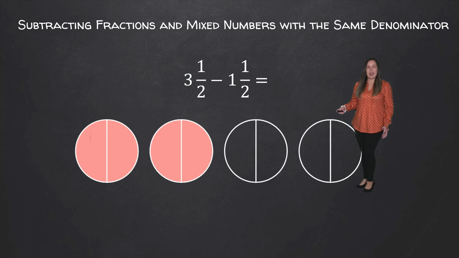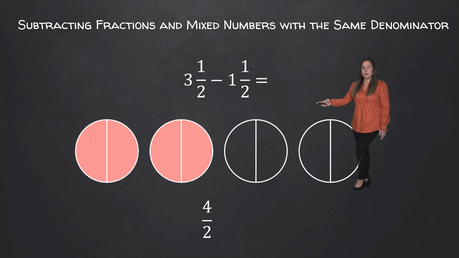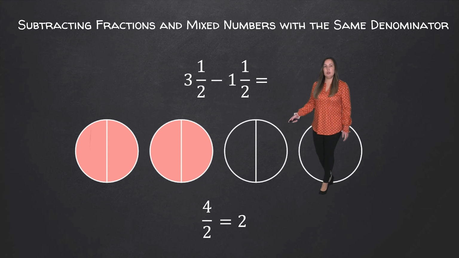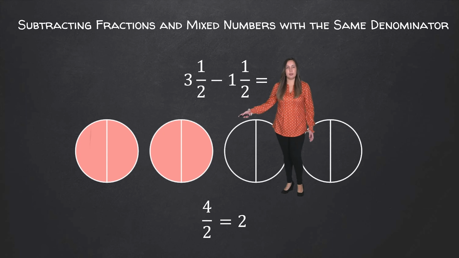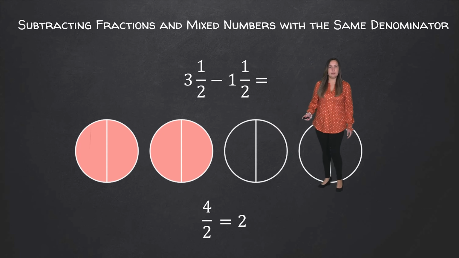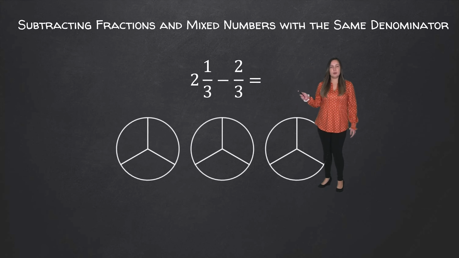So 3.5 minus 1.5 is equal to 4 parts out of 2, which is equal to 2 because we have 2 wholes left over. So 3.5 minus 1.5 is equal to 2. So let's do another example.